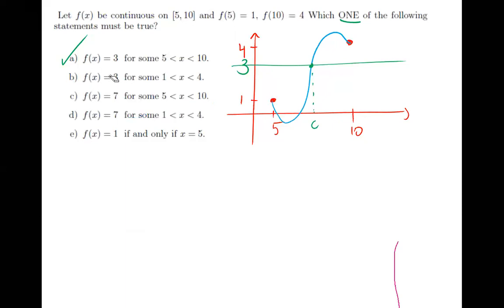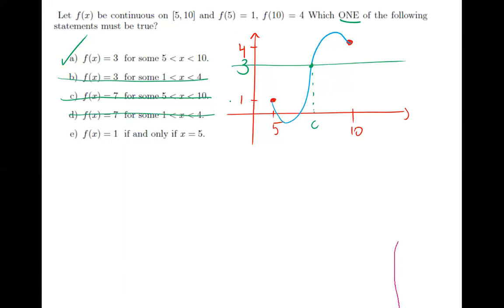The horizontal line 3 will fall, the x value will fall between 1 and 4. That's messy, right? Because 1 and 4 are not even the x values. Okay, the value 7 will have the corresponding x between 5 and 10. I don't know because 7 is above 4 and I have no information about this and even this one. Okay, and let's check the last one. F of x is equal to 1 if and only if x is 5. Do you think this is true?